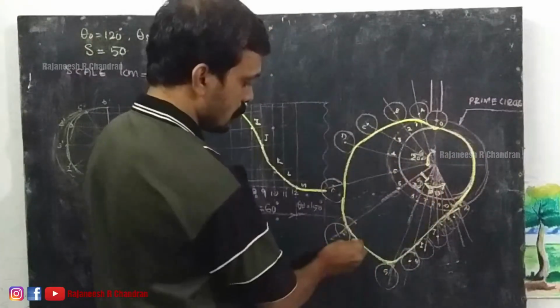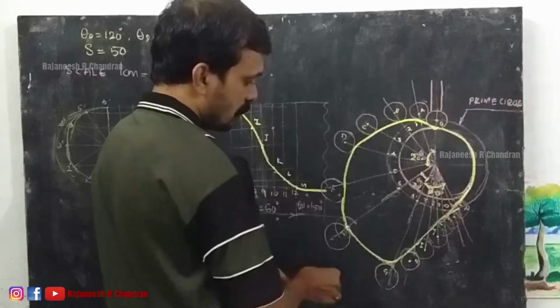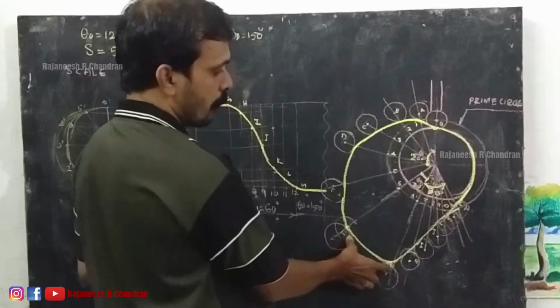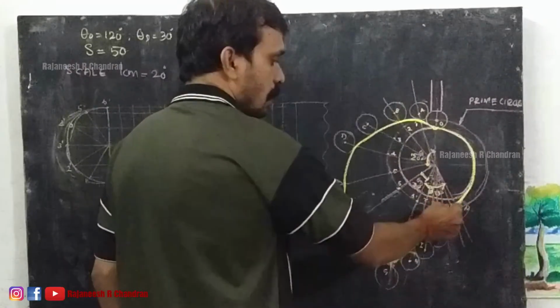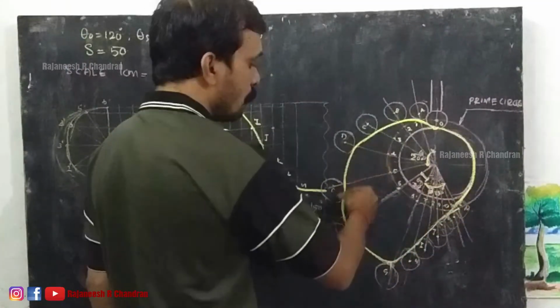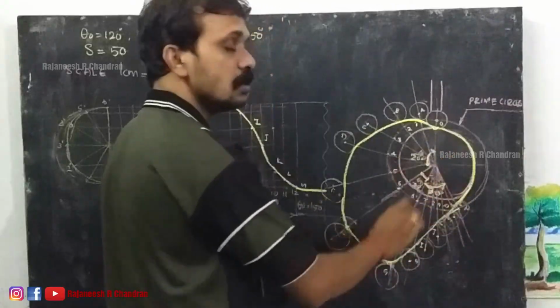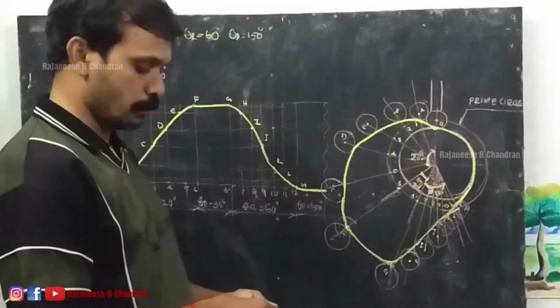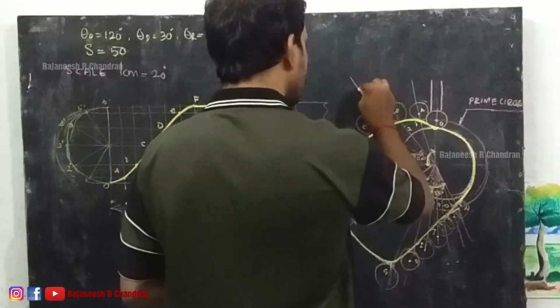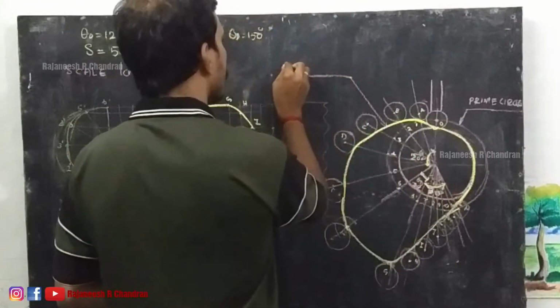Tangential to every roller. Between these 2 points, it will be an arc keeping this center and this as radius, and at every other point the curve should be tangential to the rollers, so that we have obtained our cam profile. So this is our cam profile.